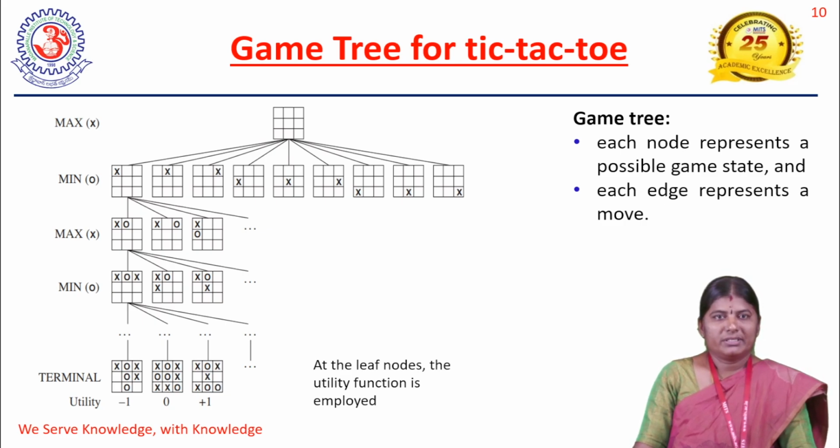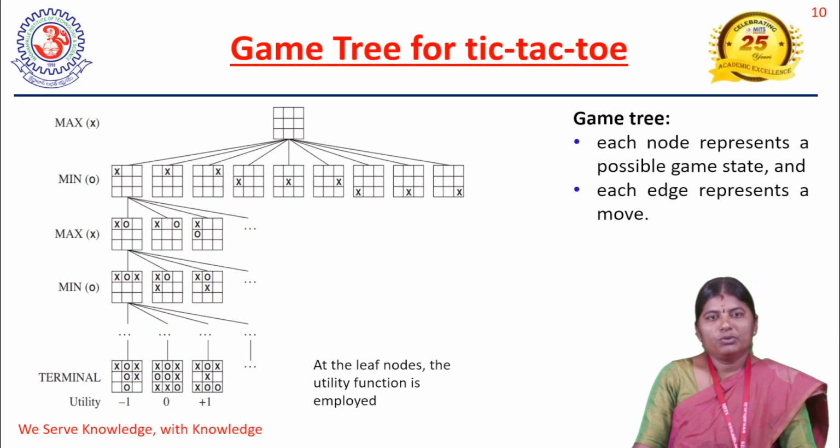Play takes place alternately, with max placing an X and min placing an O, until it reaches the leaf node corresponding to the terminal state, such that one player can see his sign in a row, or else all the squares get filled. That is said to be a terminal state.